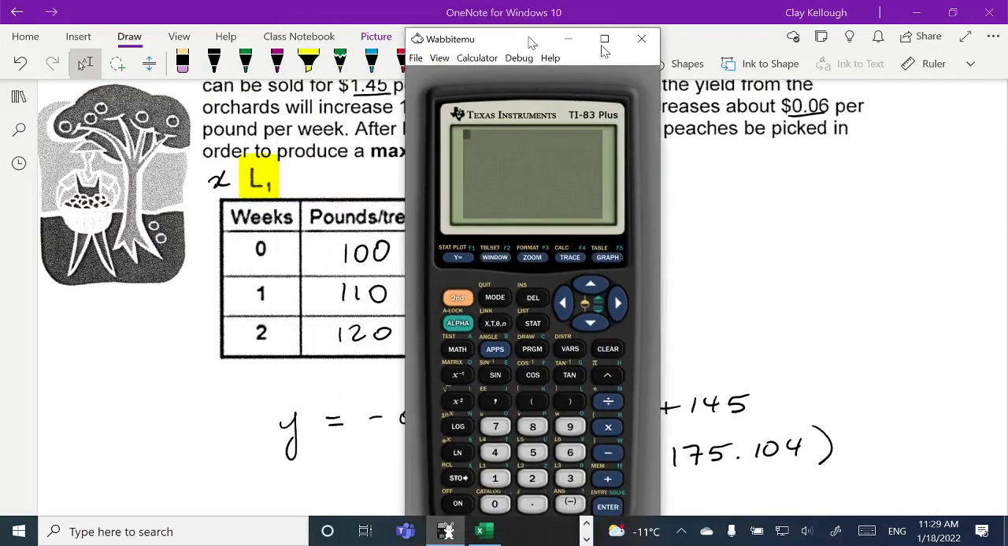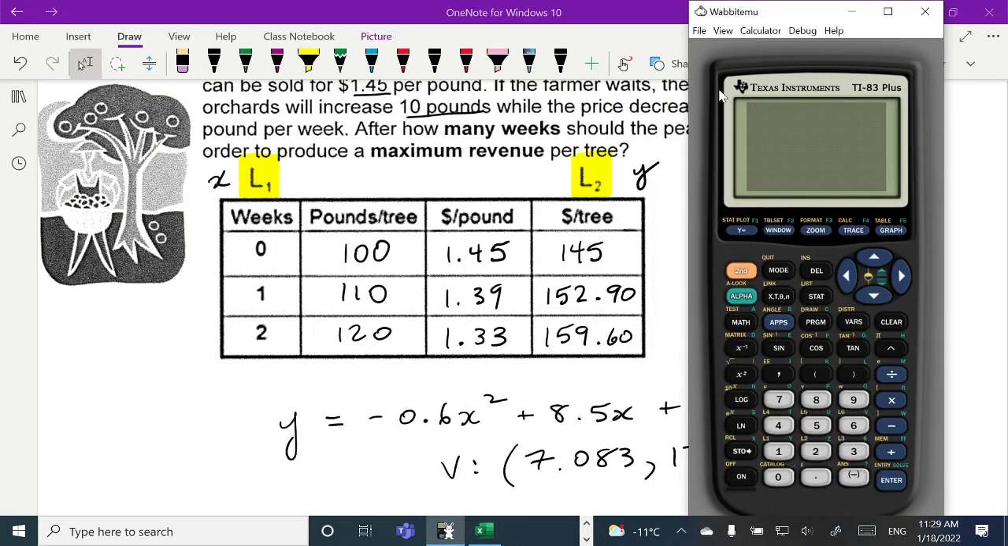So remember how to do this? First of all, make sure everything's off. Make sure you don't have a stat plot on already. Make sure you don't have anything graphed. Then you go to stat, edit your list, and then put in your list. Now, I have another list going here, so I'm going to put this in L3 and L4. It doesn't matter where you put it. So 0, 1, and 2. And then move over. And then, what was it again? 145.